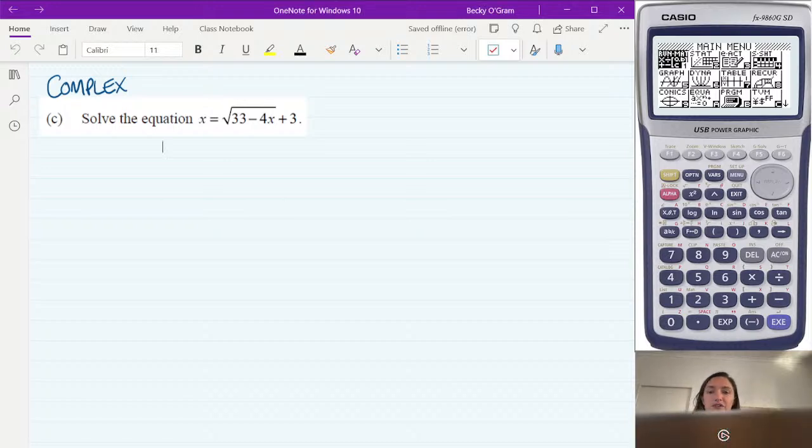Okay, so starting with complex numbers. Just get this where I can write it. Okay, so we have this equation, x equals the square root of 33 minus 4x plus 3.